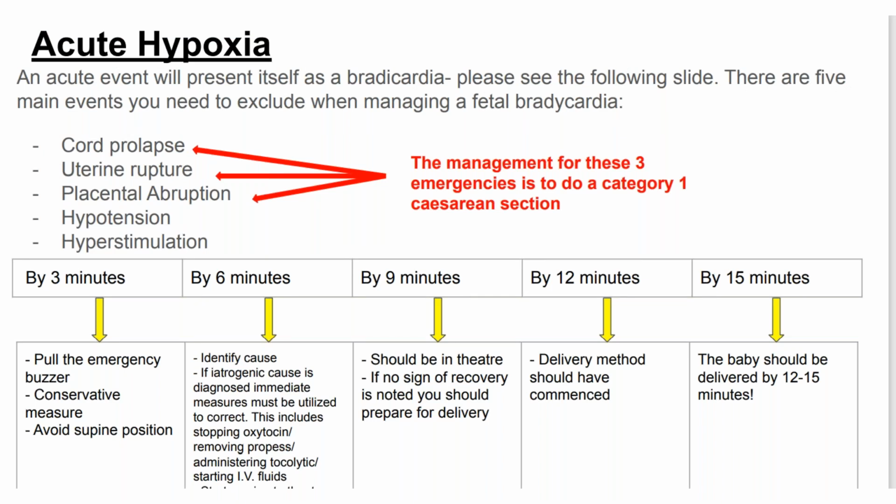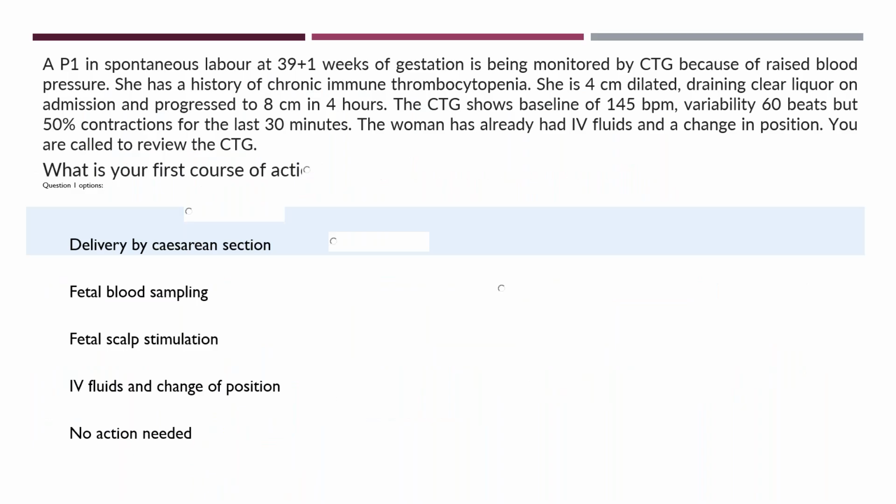You will get different types of questions. They will give you a scenario. They can ask you about the diagnosis. They can ask you about the management. Mostly in part 1, they can ask you about the diagnosis, that means what is the CTG tracing, what is the category of the CTG tracing. In part 2, they will ask you about the management. So let's see a few questions over there. So this is the first question.